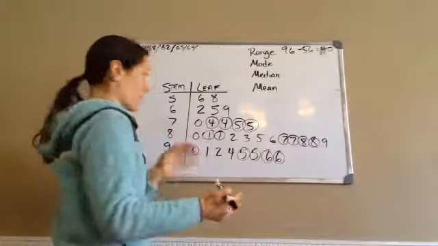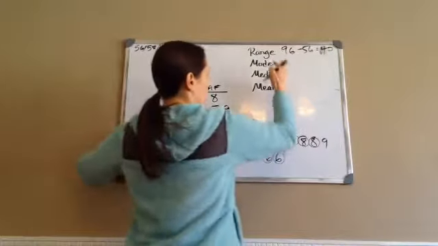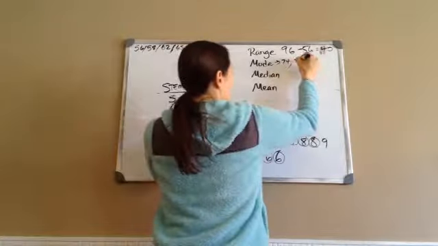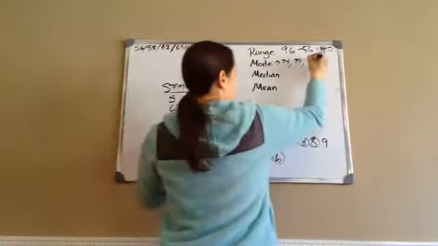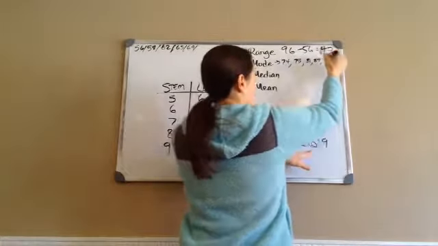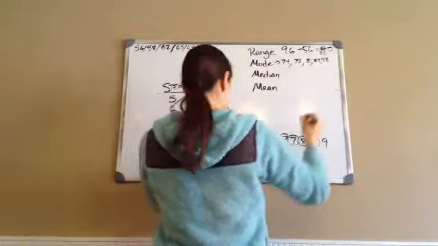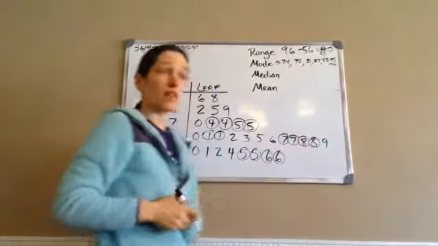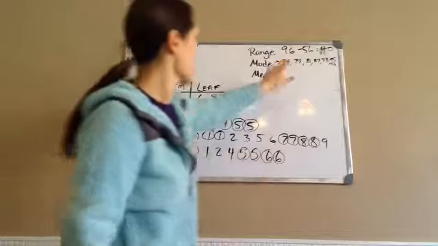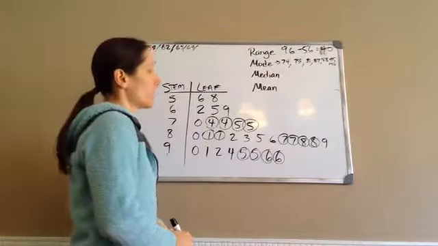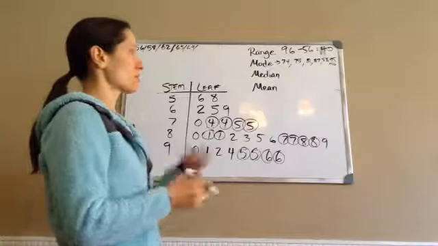So basically it's all of these. So what you're going to do is go, the mode is 74, 75, 81, 87, 88, 95, 96. Those are the modes. So this one actually has 1, 2, 3, 4, 5, 6, 7 modes. Okay? So that just kind of gives you an idea of what the mode is.